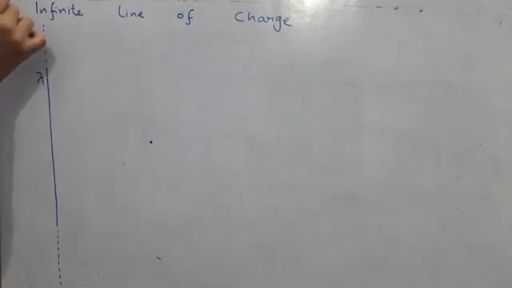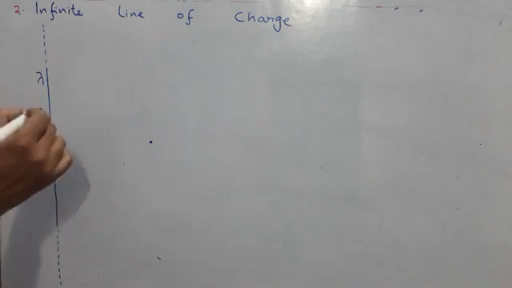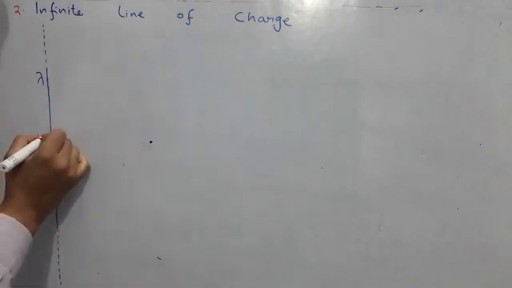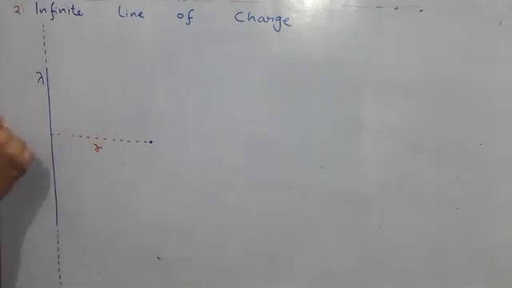This is our second question. Here you can see there is an infinite line of charge. There is a very long line. On that line, charge is uniformly distributed and the charge per unit length is lambda. Due to this infinite line of charge, it does not have an end, it does not have a beginning. We have to find its electric field at some distance, say r, from the line of charge.